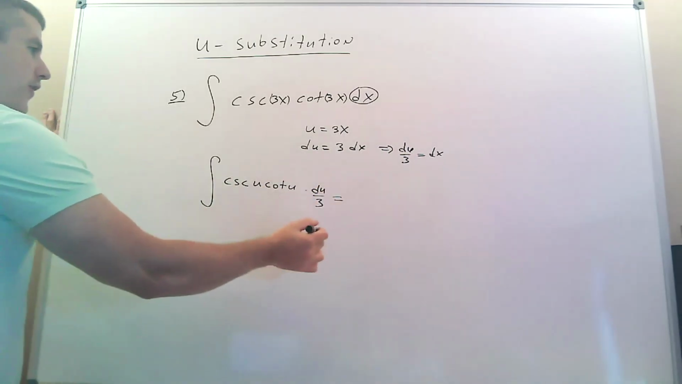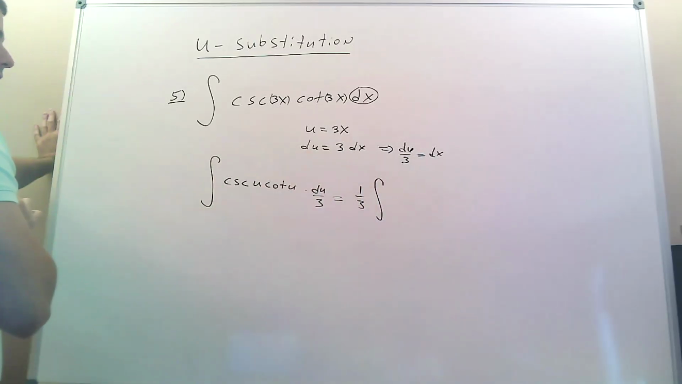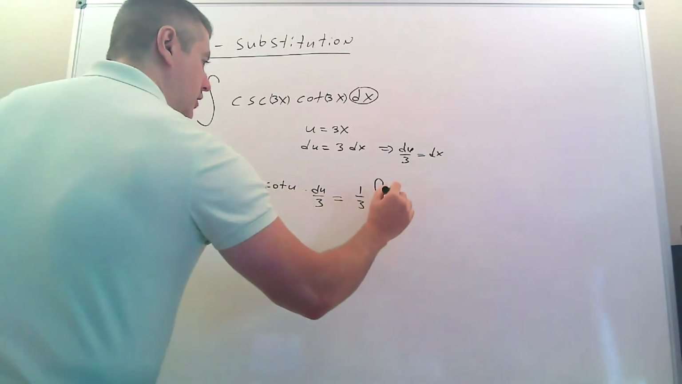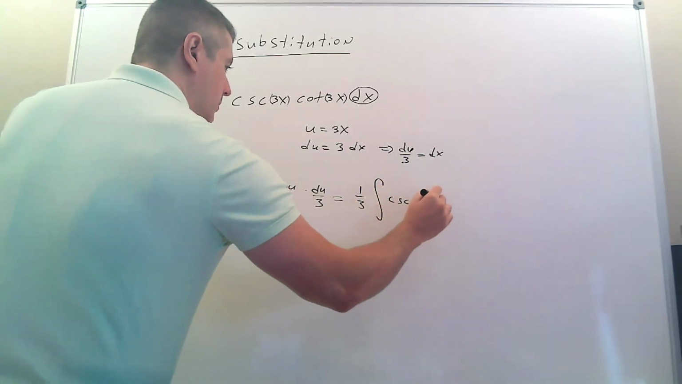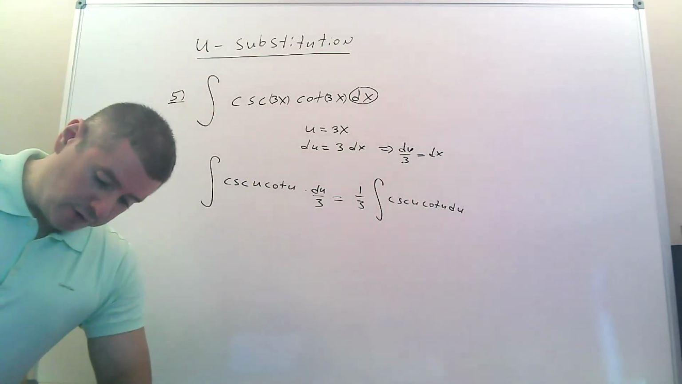And remember, that's 1/3. So, you can throw it in the front, just to get it out of the way. You don't need it there. So you have cosecant u, cotangent u, du. Yay! Now again, this is where you need the chain rules.